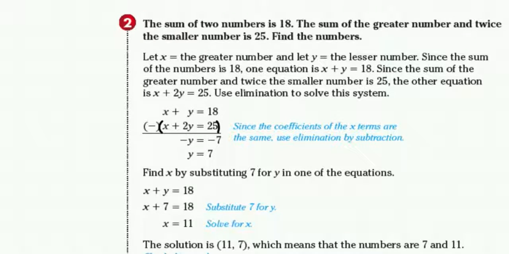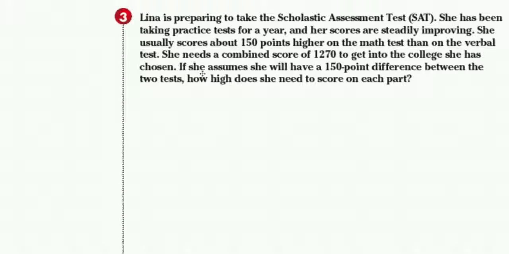Let's take a look at example number 3. So another word problem. Lena is preparing to take the Scholastic Assessment Test, SAT. She has been taking practice tests for the year and her scores are steadily improving. She usually scores about 150 points higher on the math test than on the verbal test. She needs a combined score of 1,270 to get into a college she has chosen. If she assumes that she will have a 150-point difference between the two sets, how high does she need to score on each part?